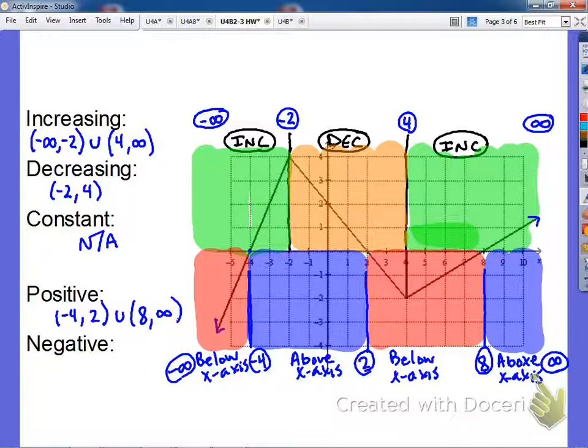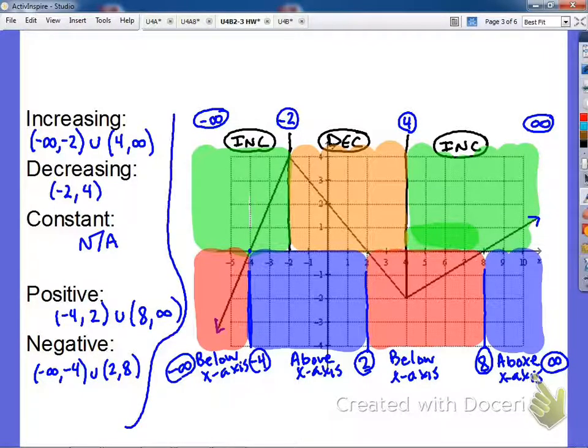Where is the graph negative? Where is it below the x-axis? So it's below from negative infinity to -4, unioned with the other section where it's negative. And where is that? Positive 2 to positive 8. There's your answers.